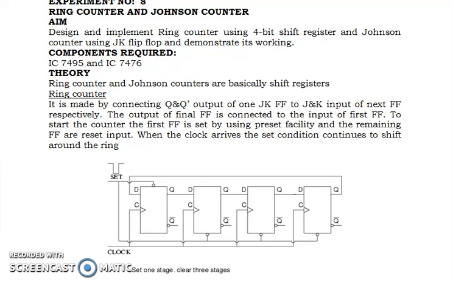Experiment number 8 that has to be implemented is ring counter and Johnson counter. So the aim of the experiment is to design and implement ring counter using 4-bit shift register and Johnson counter using JK flip-flop and demonstrate its working.